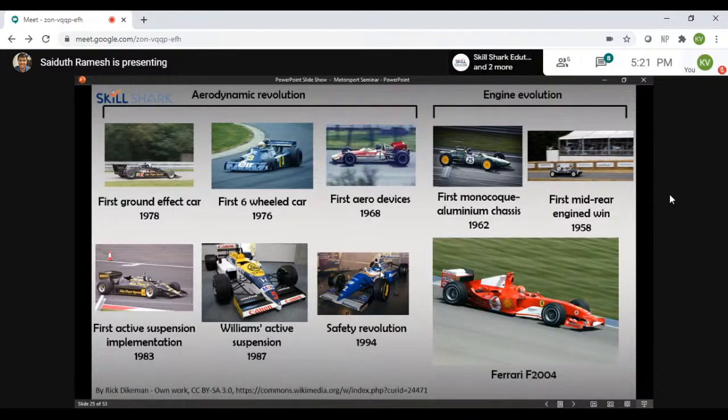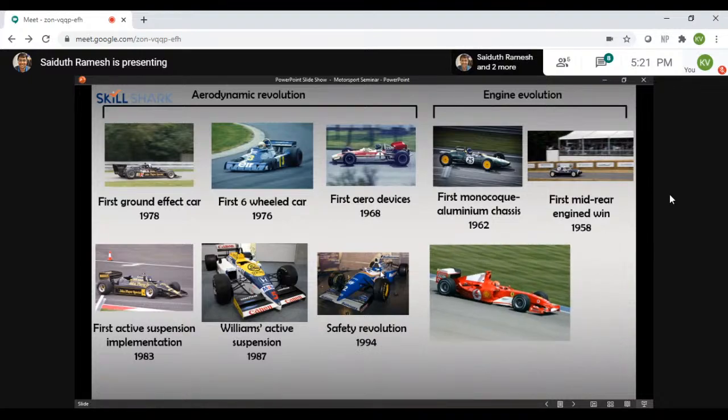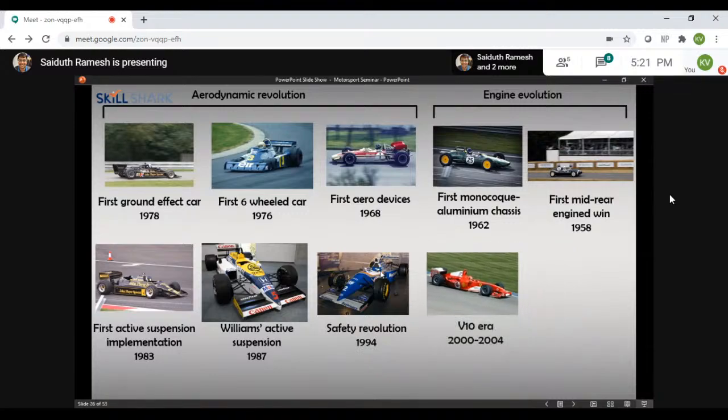Now, after all of this happened, after all of the safety revolution and electronic revolution, we come to the technical modern age of F1 from the past 20 years. This is the car that dominated the first 4 or 5 years of the 2000s. This is the Ferrari F2004, which Michael Schumacher drove to win, I believe, his last championship, his 7th world title. And these cars were basically V10 vehicles. So they had V10 engines, very powerful. Personally, I would say these are one of the most exciting vehicles that we've seen in recent times.